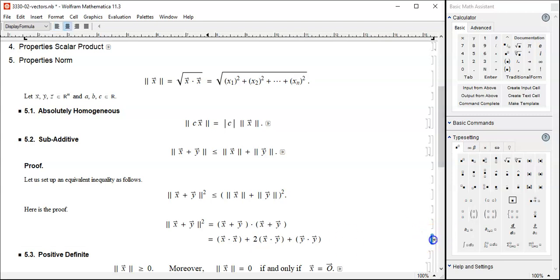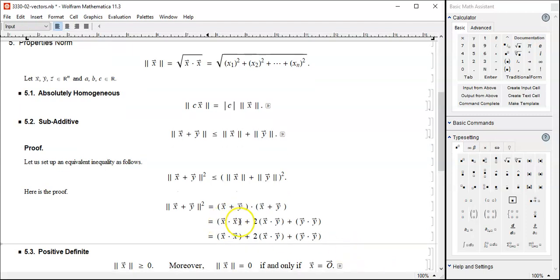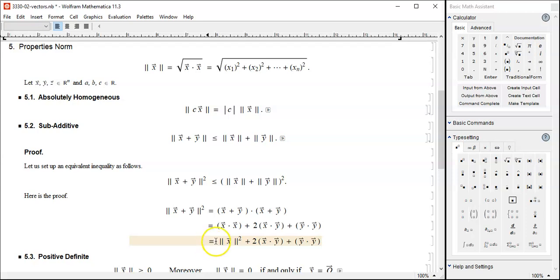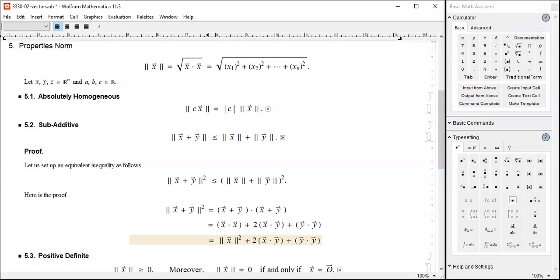Okay, let's make a bit further adjustment here. What is this quantity? X, scalar product of itself. X scalar product itself, square root is the norm. So that whole thing is norm squared. The same thing goes over here. This is norm squared. Instead of x, I need y. Okay, all right.